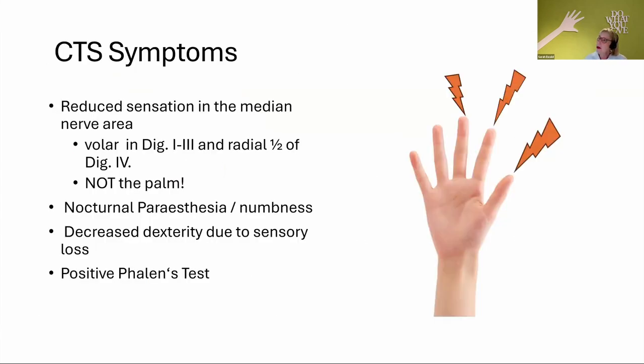Okay. So symptoms, let's take a little bit deeper look at that. When we're looking at symptoms, it is usually reduced sensation in the thumb, the index, the long finger, and half of the ring finger. So thumb, index, long finger, and the radial half of the ring finger are areas that are innervated by the median nerve, and it is usually there that people will have reduced sensation and also report tingling. It is, as we've just established before, not usual for it to be reduced in the palm.